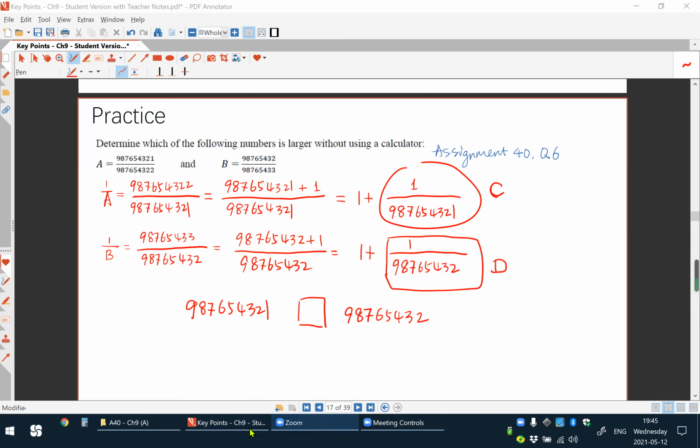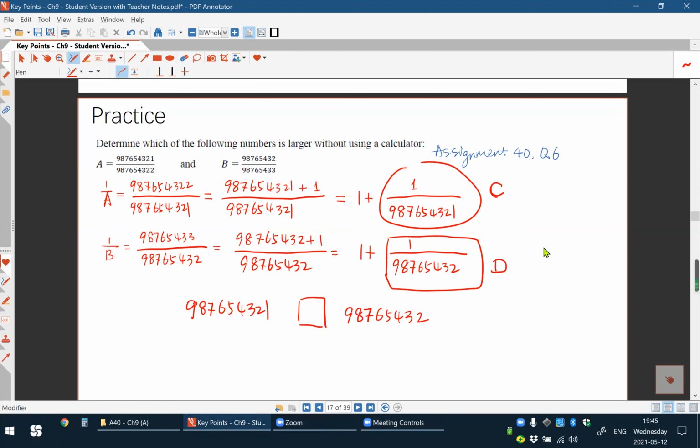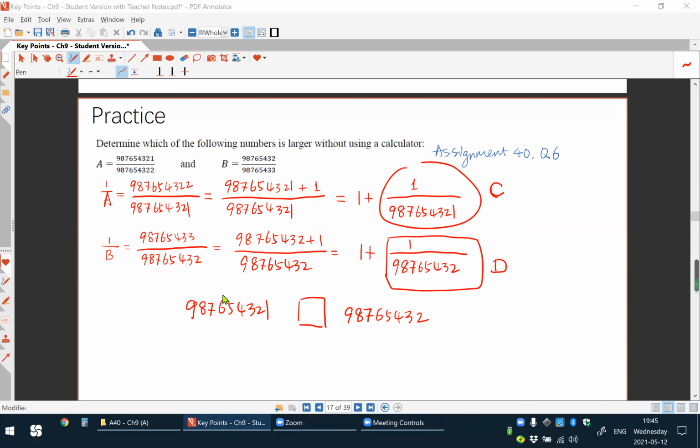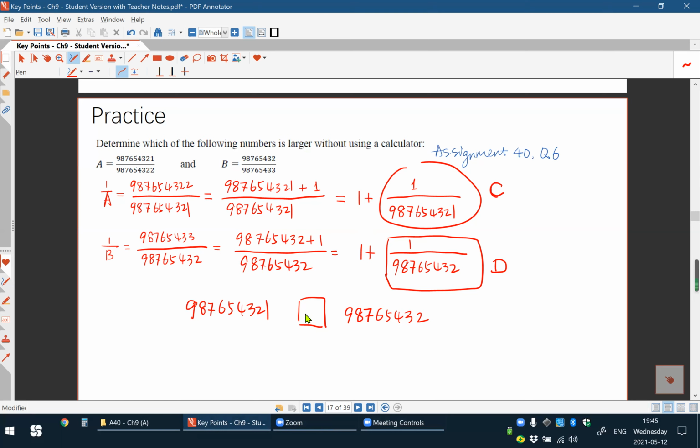The second. You mean we should put a sign like this, right? So how many digits do we have? 1, 2, 3, 4, 5, 6, 7, 8, 9. This is 9 digits. 1, 2, 3, 4, 5, 6, 7, 8. This number only has 8 digits. So which one is larger?